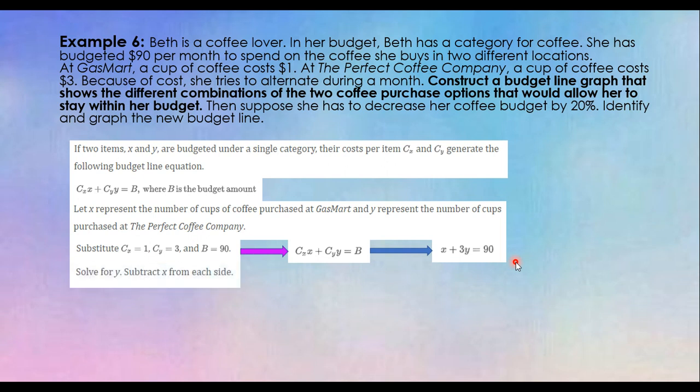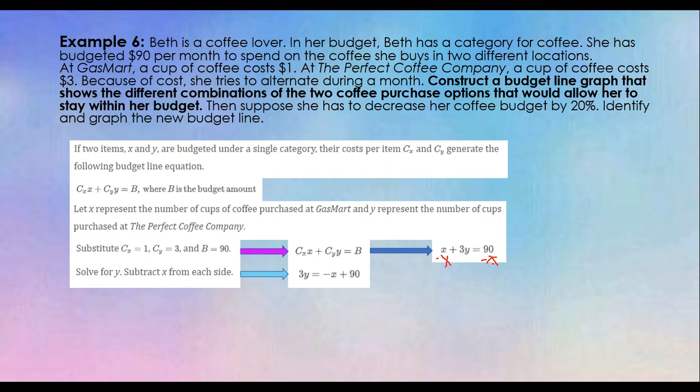Okay, then we have to graph this. So we've got to solve for Y. Subtract X from both sides. If I did minus X here, we end up with 3Y equals negative X plus 90.